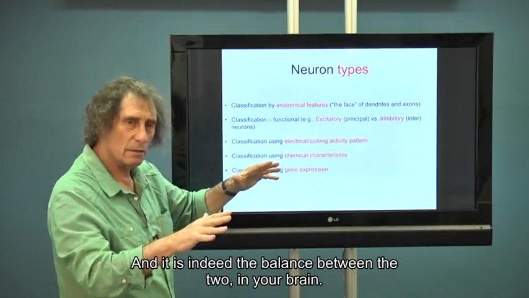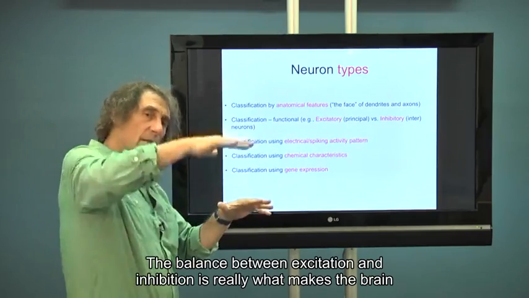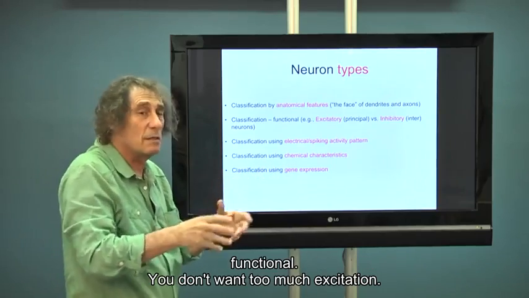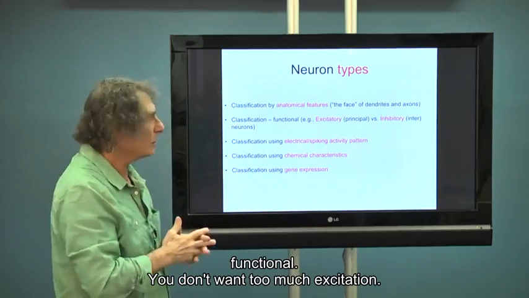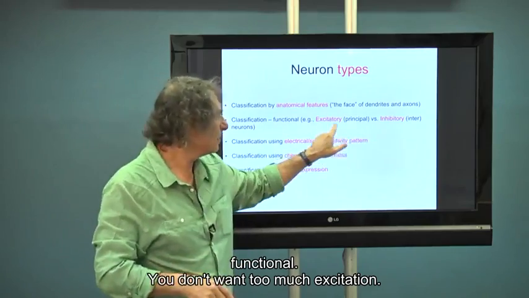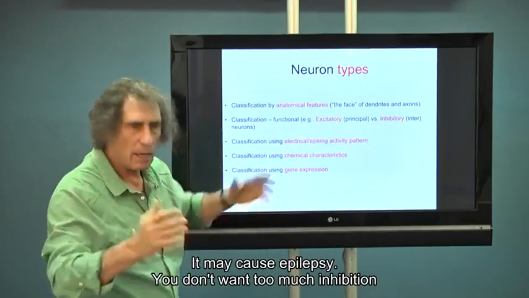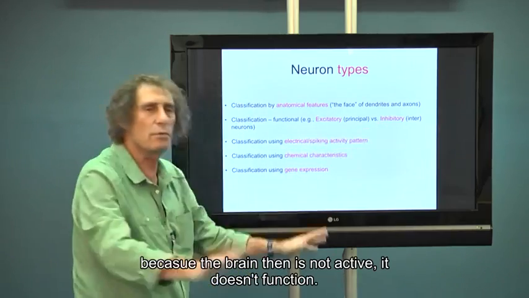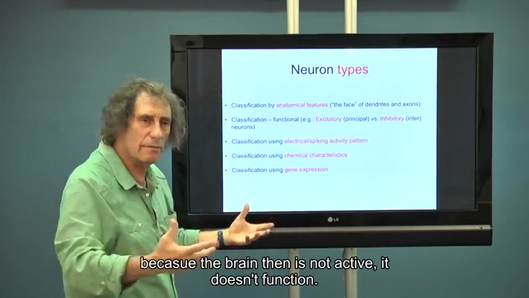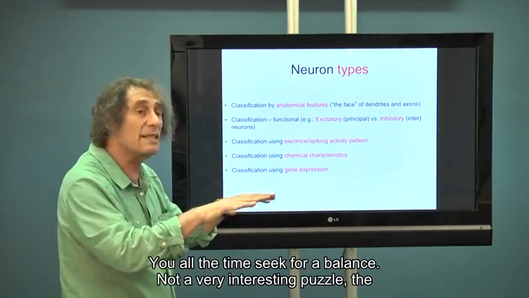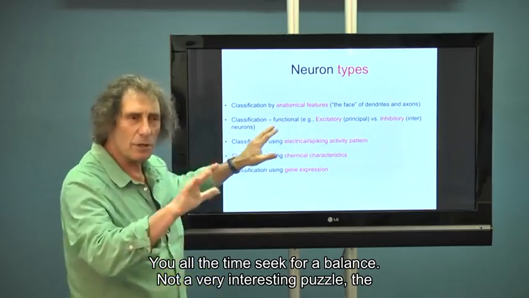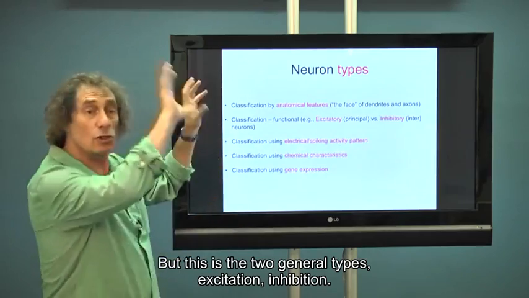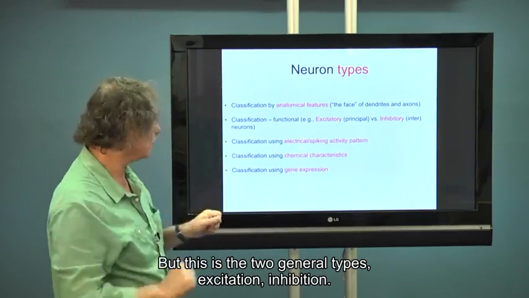In your brain, the balance between excitation and inhibition is really what makes the brain functional. You don't want too much excitation. It may cause epilepsy. You don't want too much inhibition because the brain then is not active, it doesn't function. You all the time seek for a balance. That's a very interesting puzzle, the balance between excitation and inhibition, but this is the two general types, excitation, inhibition.